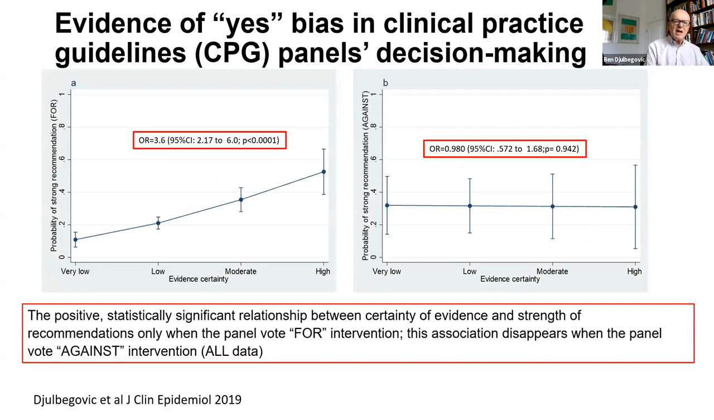We continued, and we've done it many times now across many guideline panels. Every time, the relationship between the certainty of evidence and the strength of recommendations always holds up when guidelines issue a recommendation in favor of a particular intervention. But that relationship is flat, completely flat. It seems that certainty of evidence does not play any role when the guideline panel issues a recommendation against an intervention.